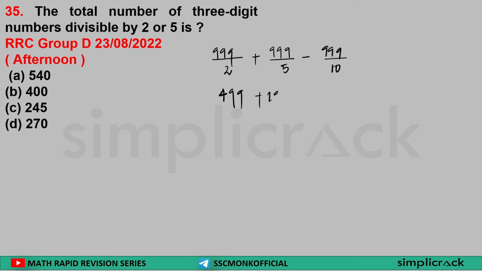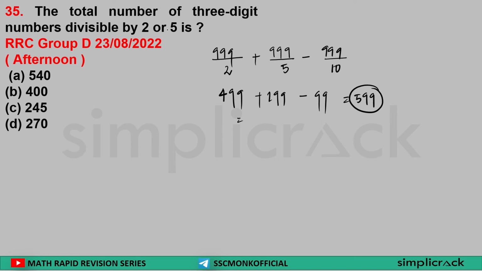4 9s are 45. Minus 10 nines are 90. So 499 minus 99 is equal to 400. 400 plus 199 is equal to 599. So these are the total numbers from 1 to 999 which are divisible by 2 or 5.